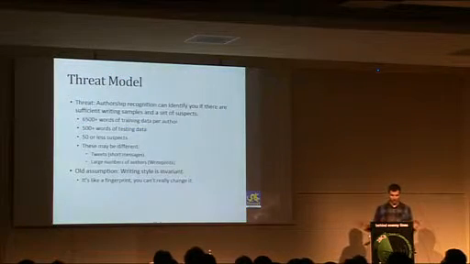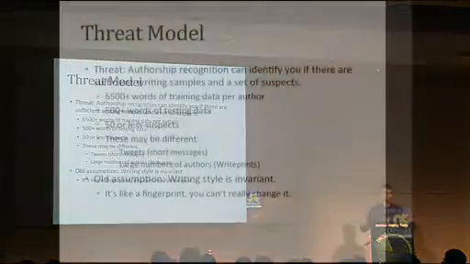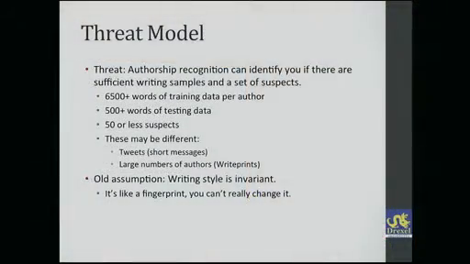So what's the threat model? Well, the threat, like I said, is kind of obvious. Authorship recognition can identify you if there are sufficient writing samples and a set of suspects. If you have about 6,500 words or more per author, 500 words of the unknown document, and 50 or fewer suspects, you can, with a very high degree of accuracy, identify the author of the unknown document. And this is not a strict threat model.